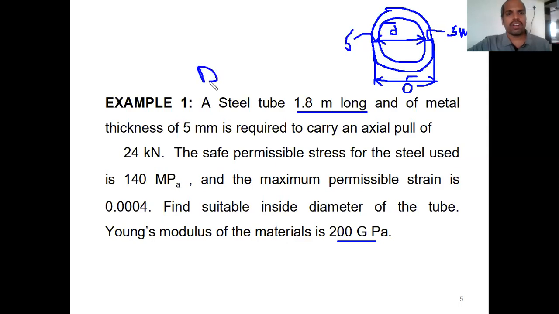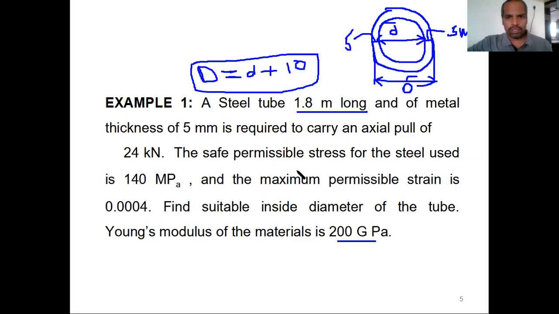What is the relation between external diameter and internal diameter? External diameter is equal to internal diameter plus 2 times the thickness, that is 2 into 5, which means 10. So this is the relationship. You can use either one. The safe permissible stress of the steel is used. Now how to calculate? I will just brief it up, then that is the solution.